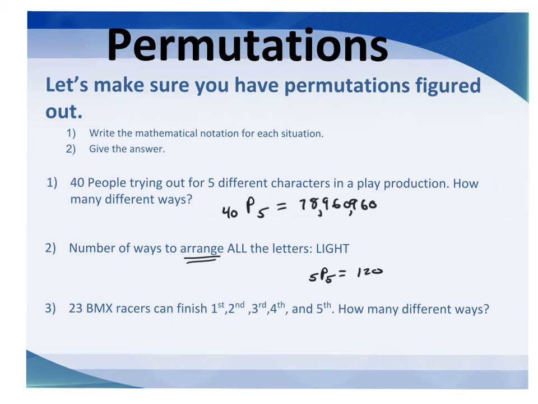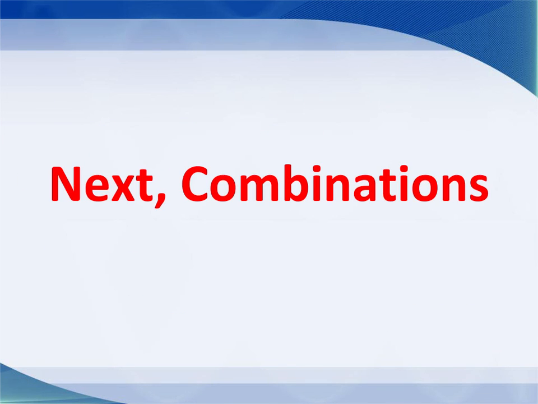And in the last one, 23 BMX racers can finish in first, second, third, fourth, and fifth place. How many different ways? So again here, we're going to do a permutation because the order matters. First place is different from fifth place. So here we would do 23P5, and that would give us 4,037,880. In the next video, we're going to talk about something called combinations.